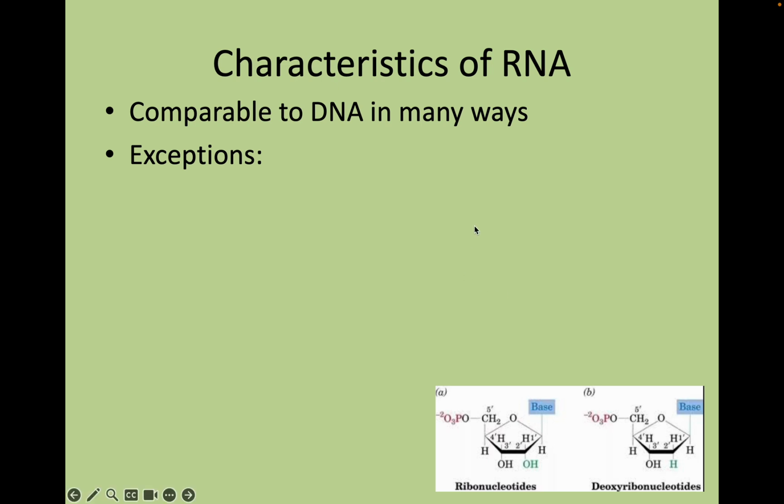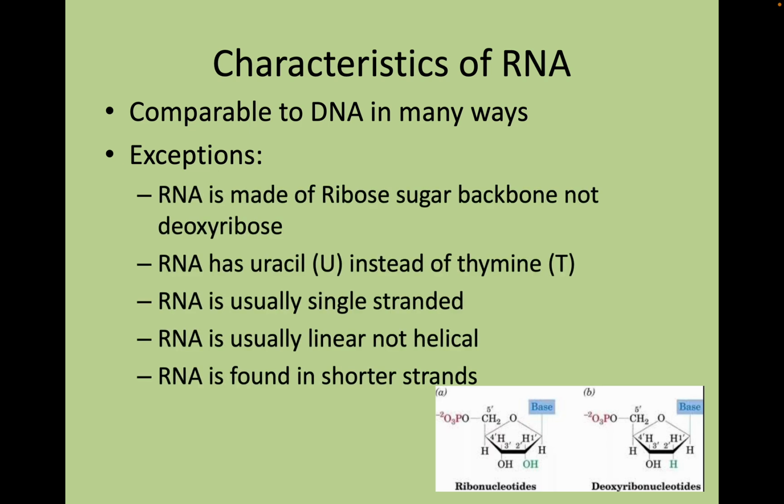All right, so let's compare this to RNA. RNA is similar to DNA in many ways, but there are some exceptions. RNA is made out of ribose sugar in the backbone rather than deoxyribose sugar in DNA. RNA uses the nitrogenous base uracil instead of thymine. So if you see U's in a sequence, you know you're looking at an RNA sequence.